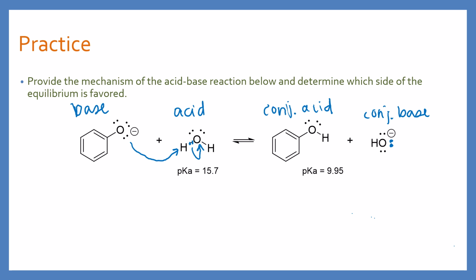So we need to compare the pKa's of our two acids. So we're comparing 15.7 to 9.95. 15.7 is a higher number, which means that water is the weaker acid. That means that this reaction does not move forward. The reactants are actually the favored side here. So in this equilibrium, this reaction would not be moving forward. If you were to mix phenoxide and water, they would largely remain as phenoxide and water, and very little phenol and hydroxide would be formed.